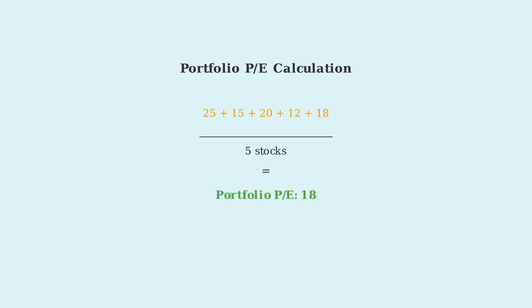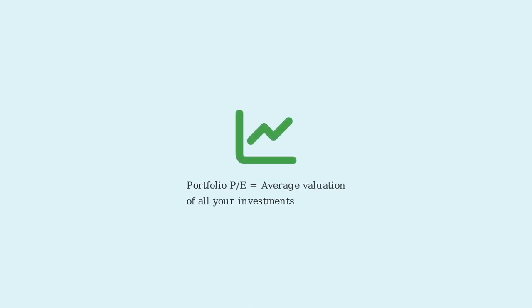This portfolio PE of 18 tells you that on average, you're paying 18 rupees for every 1 rupee of earnings across your entire portfolio. It's a useful metric to understand the overall valuation characteristics of your investments. Understanding your portfolio PE helps you see whether your overall investment strategy leans toward growth stocks with higher PE ratios or value stocks with lower PE ratios. It's like getting a snapshot of your portfolio's investment personality.